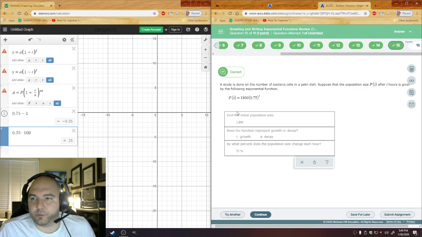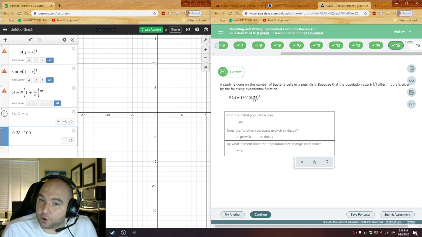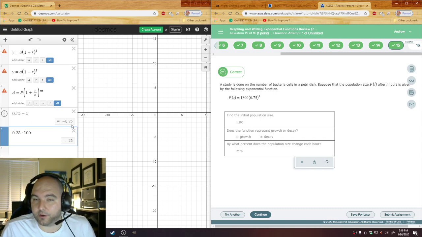So basically it's this. You put the number up front as the initial amount. Growth or decay depends on if it's over 1 or under 1. And then the population change on this one, the percent of change, is based on how far the interior number is from 1. So in my case, mine was under 1 by 0.25, and that represents 25%.